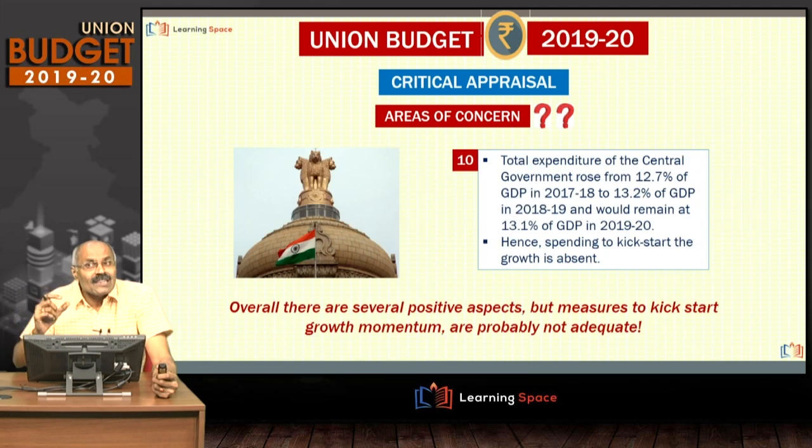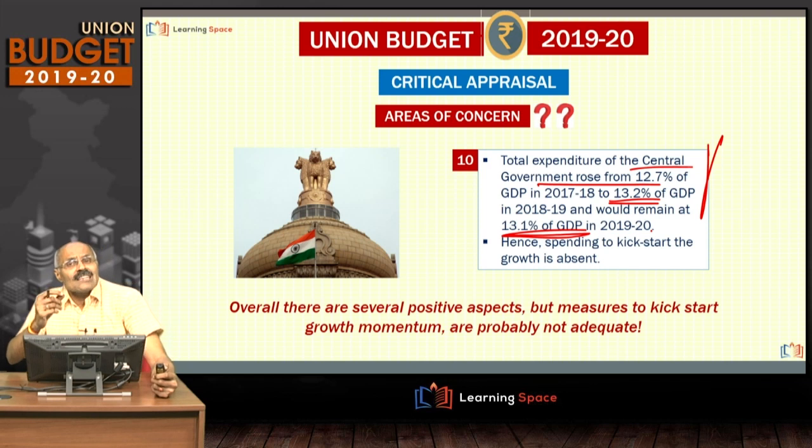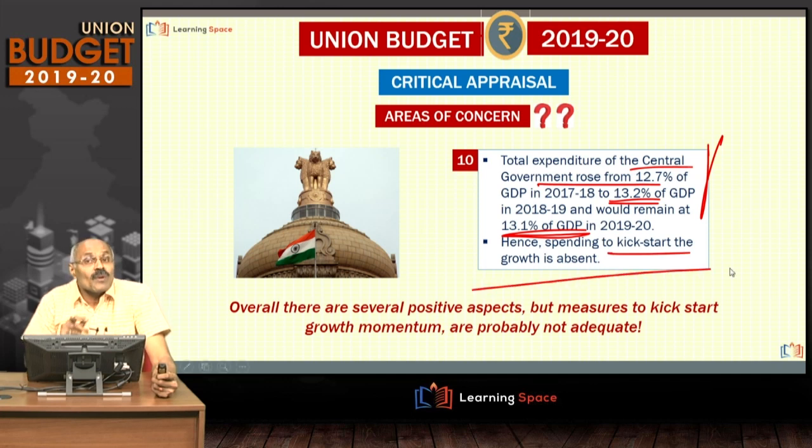Then the final point is total expenditure of the central government rose from 12.7% of GDP to 13.2% of GDP in 2018-19, and now it is 13.1% of GDP. As far as the central government's expenditure as a percentage of GDP is concerned, there is a slight reduction in comparison to last year. So therefore, spending to kick-start growth from the government's perspective is absent.